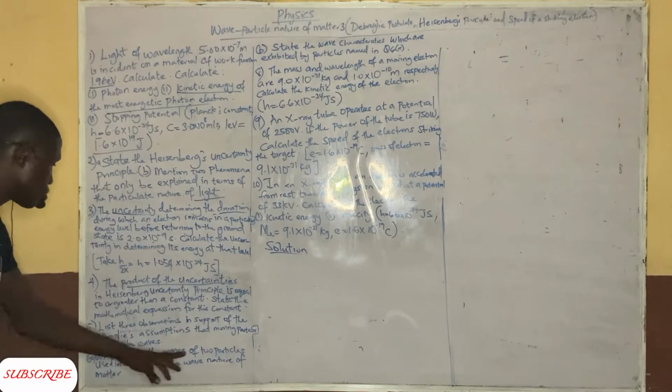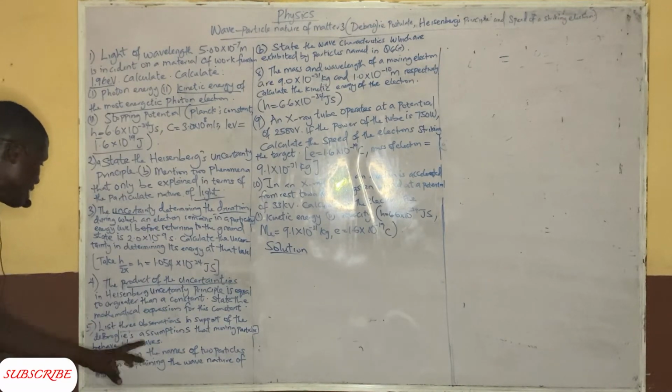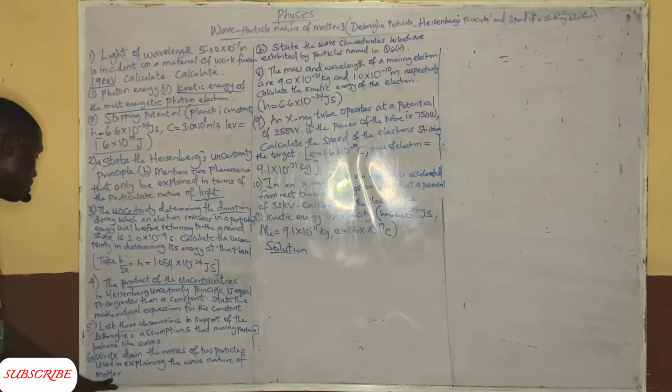Question number 6a. Write down the names of two particles used in explaining the wave nature of matter.